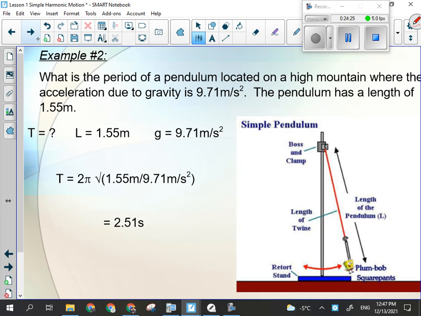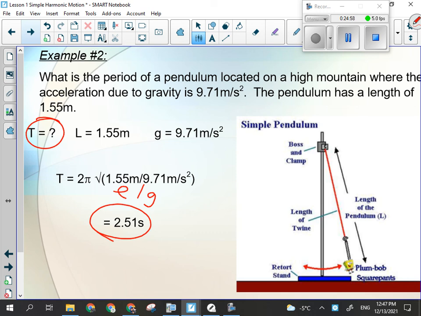So, find the period of a pendulum located on a high mountain where the acceleration due to gravity is 9.71 meters per second squared. The pendulum is 1.55 meters long. We're being asked to calculate big T. So big T is going to be 2 pi times the square root of L over g, and we get that the pendulum would have a period of 2.51 seconds. That's a pretty long pendulum. It's 1.5 meters long, so it would take quite a while for it to swing back and forth, back to equilibrium one time.